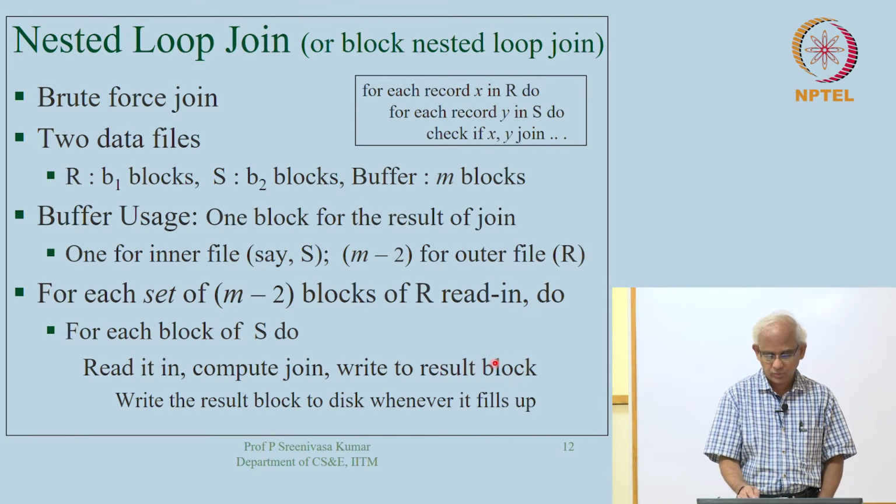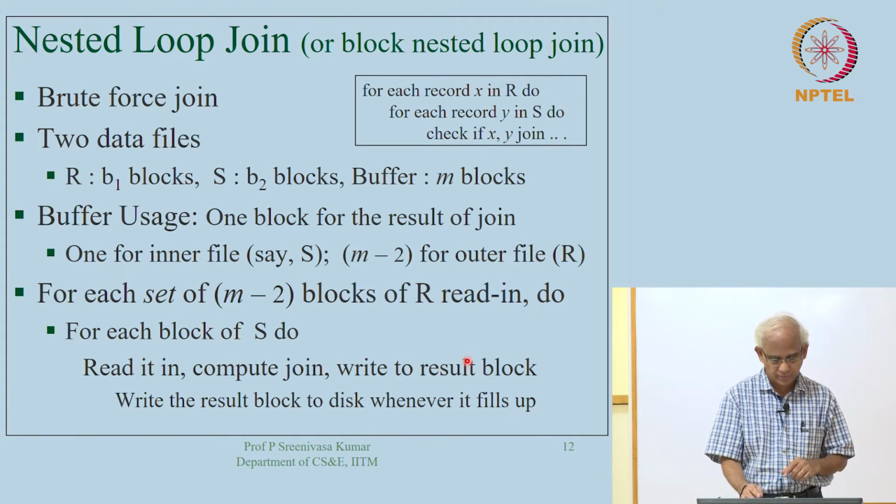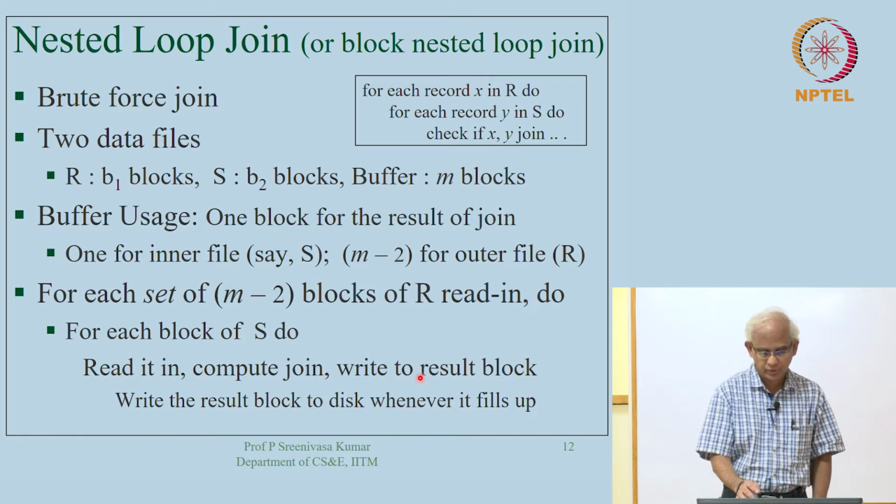We have kept one block for writing the result, the join result, right. So, we will write records into that block, and as soon as that block is full, we will write it to the disk. It is a buffer space. So, we fill it and then keep writing it to the disk. Okay. So, this is what we will do.